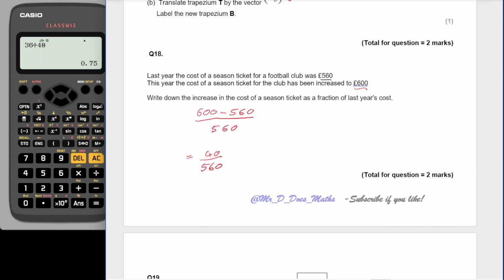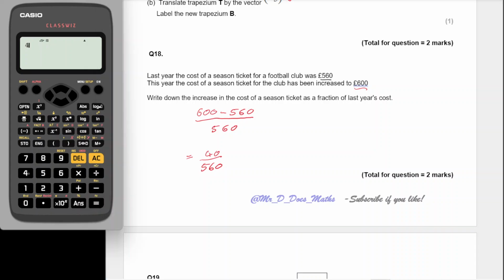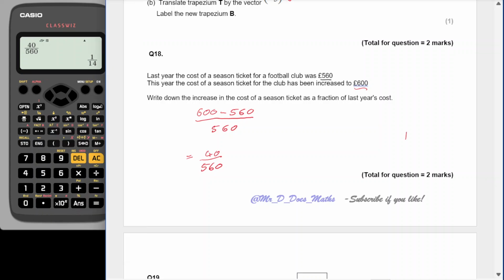It doesn't say in its simplest form, however, particularly as it's a calculator paper and we can make sure we don't make any mistakes, I would cancel that down to 1 out of 14.